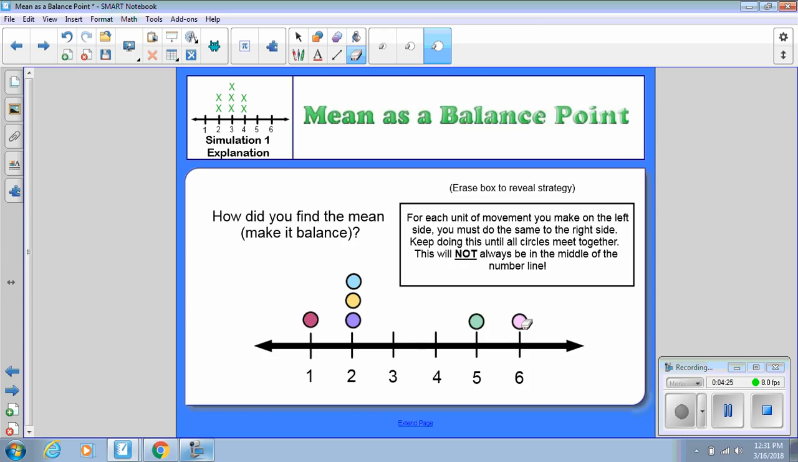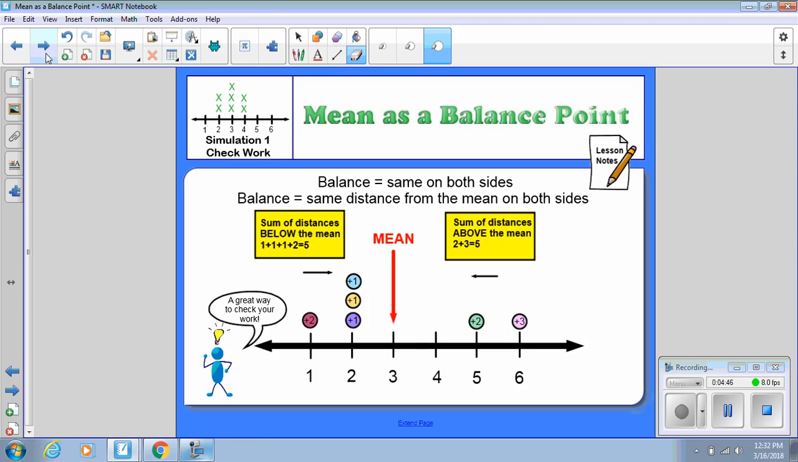So same concept. You keep doing this until all the circles meet together, and this will not always be in the middle of the number line. So we can't always look at this and say, oh, it's 3. That's not always going to be the case. So if you think you're finding a sneaky way around it, you're going to wind up getting in more trouble that way. The balance, or the mean, means it's the same on both sides. So there's the same distance from the mean on both sides. That's why it's called the balance point.